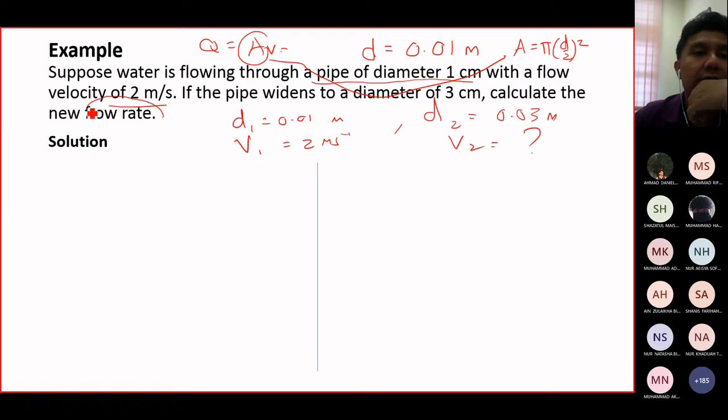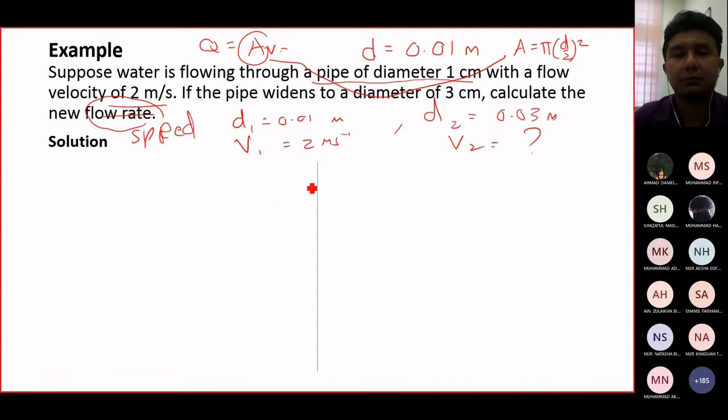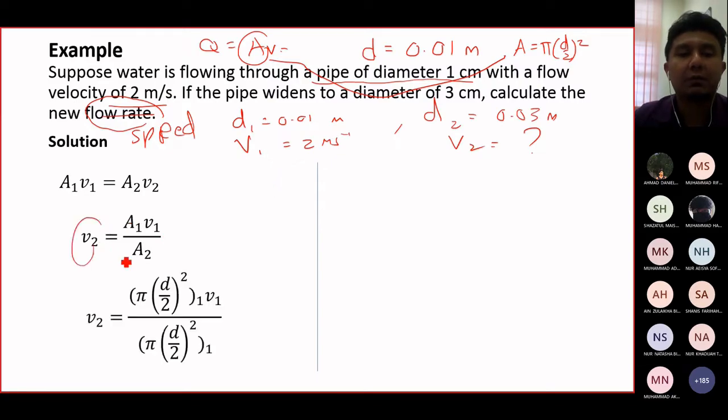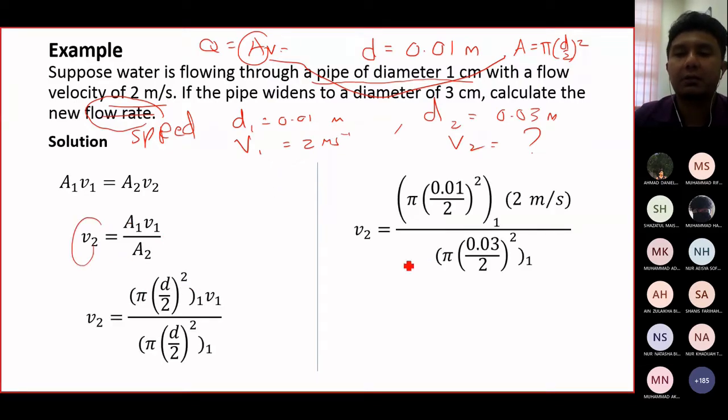Okay, sorry, this is wrong. Not the new flow rate, the new speed. Okay, new speed. So just apply the formula, okay, find V2 and so on.